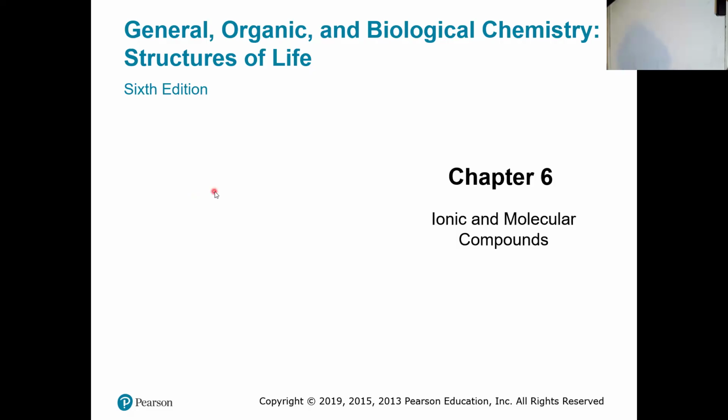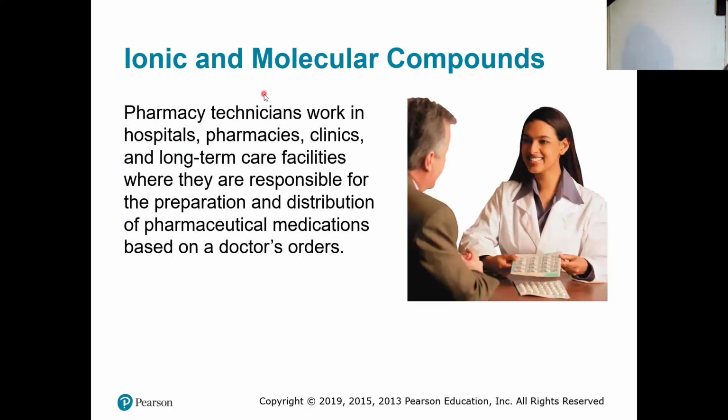All right, so we're going to talk about chapter 6 now, which is where we start to talk about ionic and molecular compounds. We want to be able to differentiate between the two types of compounds. And then we'll talk about some of their properties and how we name them and things like that.